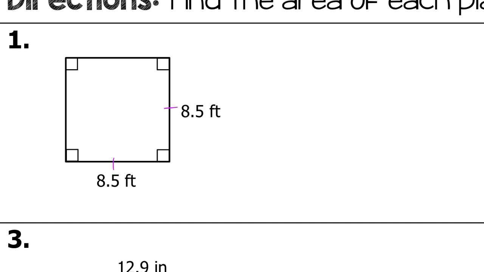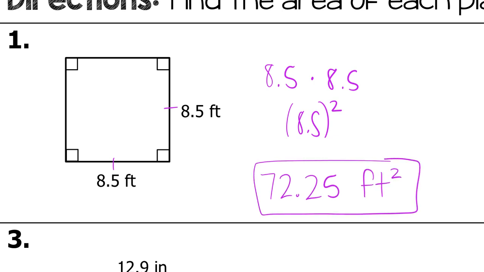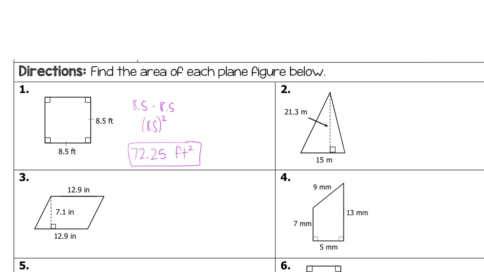So the area of a square is just the two sides multiplied together. So we could do 8.5 times 8.5, or you could think of that as 8.5 squared. And if you multiply that out, you would get 72.25. And always make sure you're putting units on your answer. That would be square feet. So 72.25 square feet.